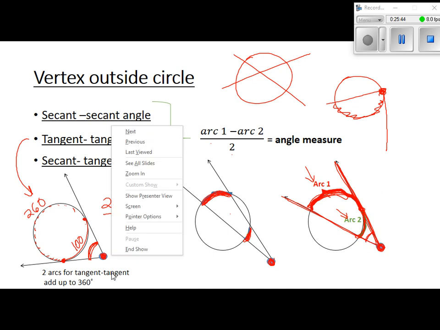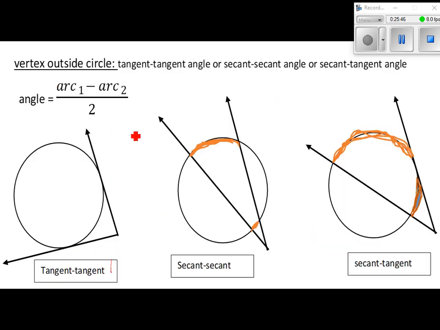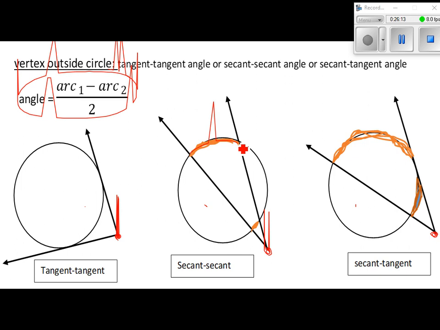I know I'm going through this quick, and this is what you have on your paper there. All 3 of these, if you see an angle that looks like any of these 3, where the vertex is outside the circle, use that formula. Arc 1 minus arc 2 divided by 2. And when it says arc 1 minus arc 2, you always want to take the bigger arc minus the smaller arc.